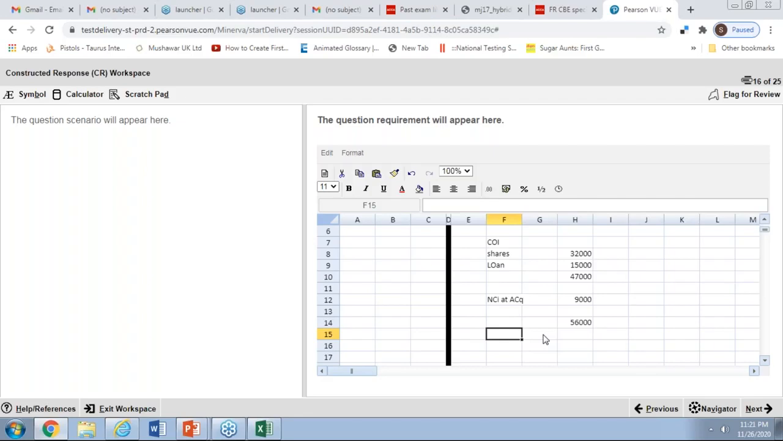Now we are going to calculate the fair value of net assets. Less fair value of net assets at acquisition: it's the share capital, share premium, revaluation reserve, retained earnings, fair value adjustment. So usually these are the 4 to 5 areas that we use.